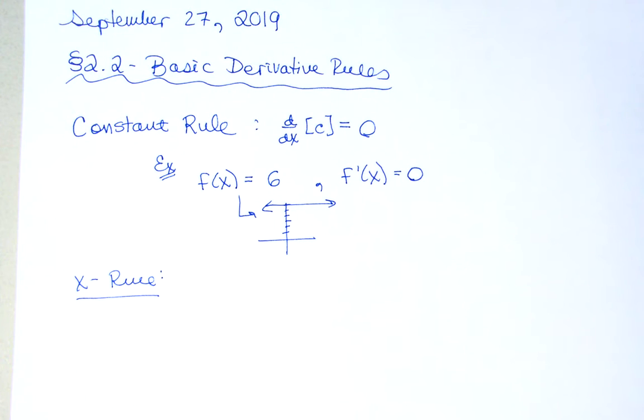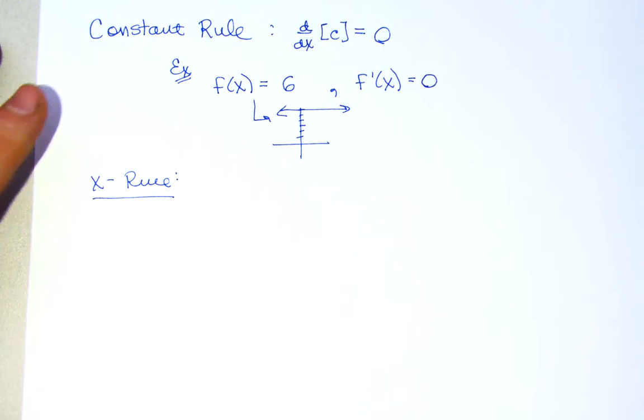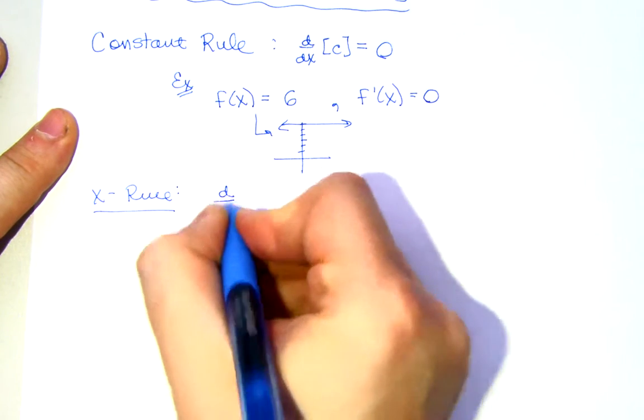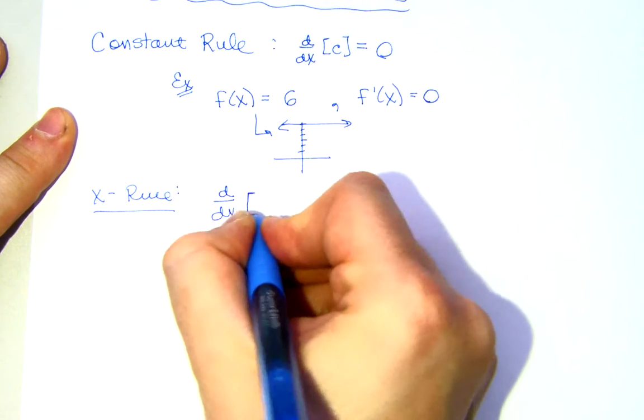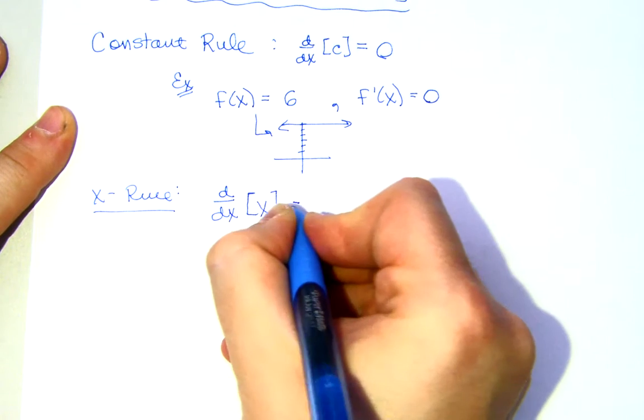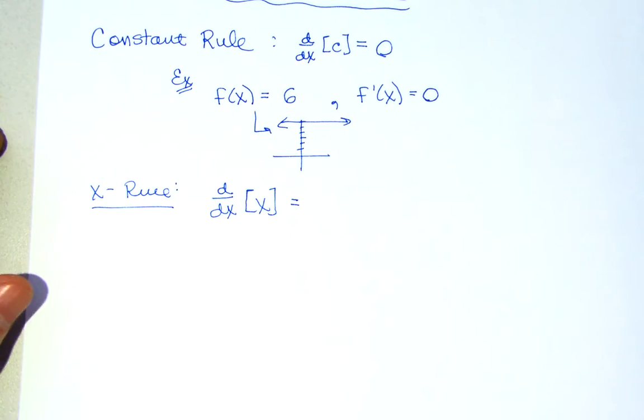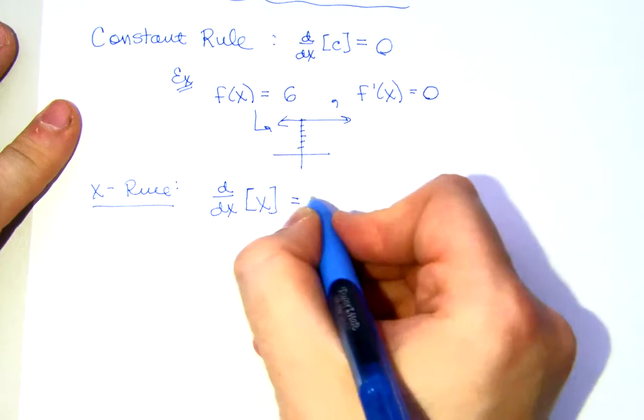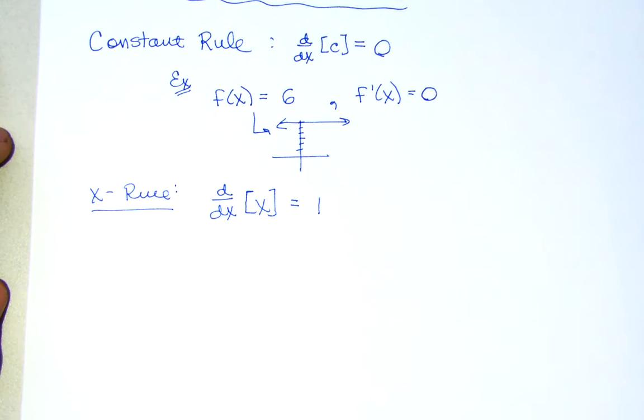Next, we have what I'm going to call the x rule. The derivative of x is like asking you, what is the slope of the function y equals x? 1. Derivative of x, just 1. We could go through the formal thing for that. We'd get 1 for our answer. We're not going to have to use the formal thing anymore. Derivative of y equals x, 1.